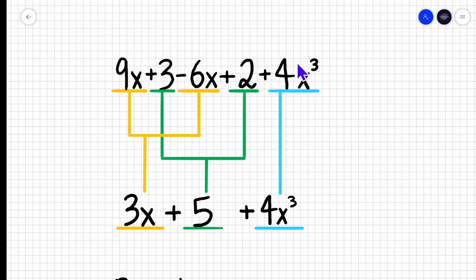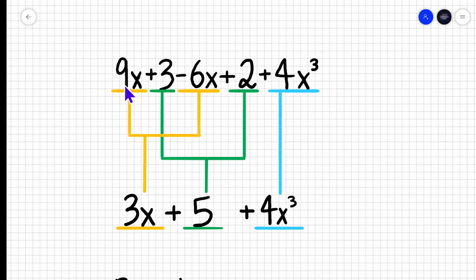So here we have an example, and this is 9x plus 3 minus 6x plus 2 plus 4x cubed, or to the third power. I tried to color code it. The constants will be in green. The terms that have x raised to the first power, or just x, are going to be yellow, and x cubed, or x to the third power, is going to be blue.